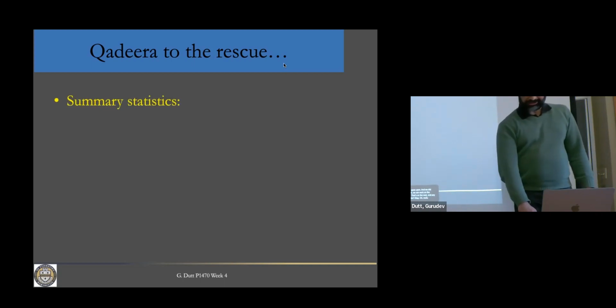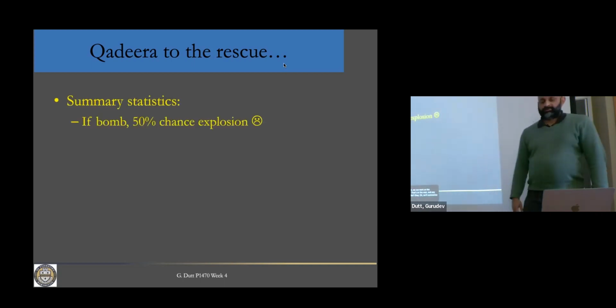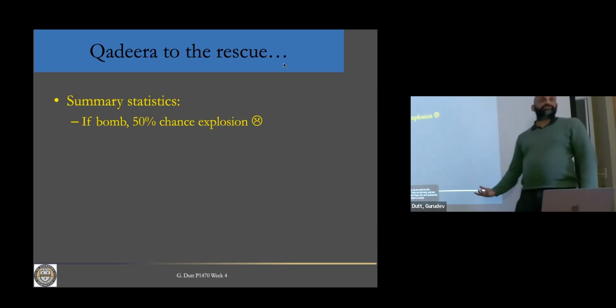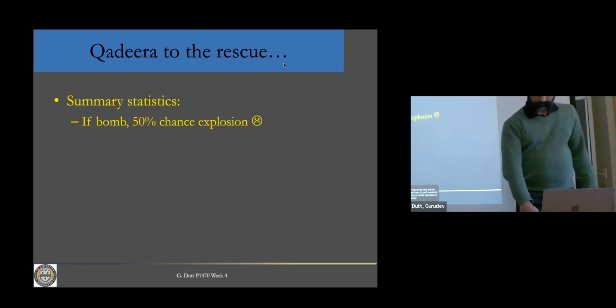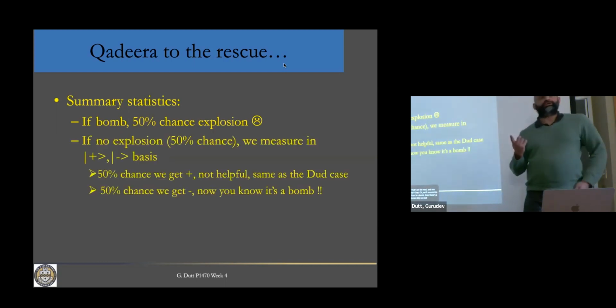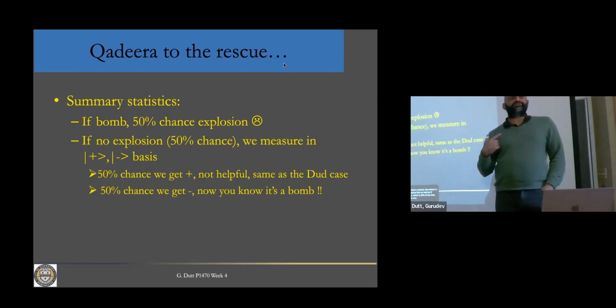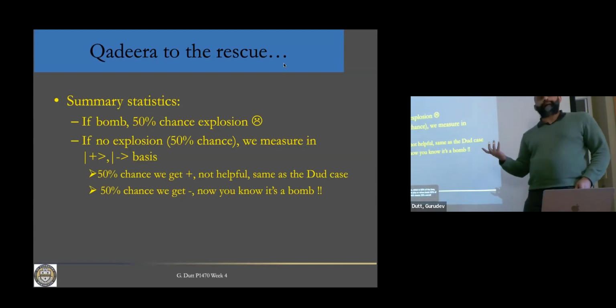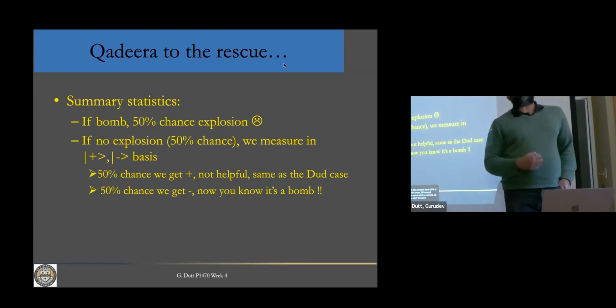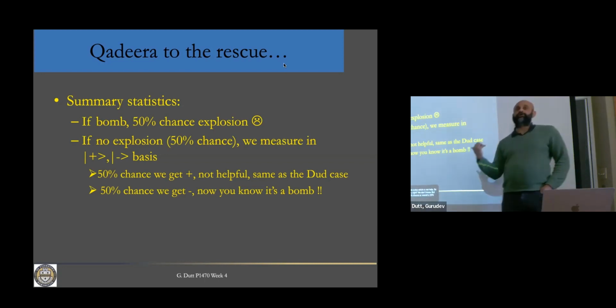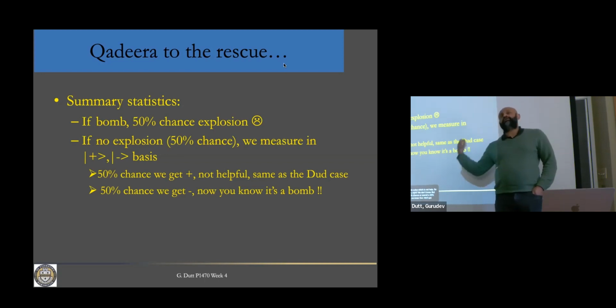So we'll summarize the statistics. If there's a bomb, then there's a 50% chance of explosion, like we said. But if there's no explosion, which is 50% of the time, we now measure in the plus or minus basis. 50% of the time of that, which means 25% overall probability, we'll get a plus, which is not helpful. So that's inconclusive, right? We don't know. But there's another 50% chance, or overall a 25% probability, that we'll get a minus state.